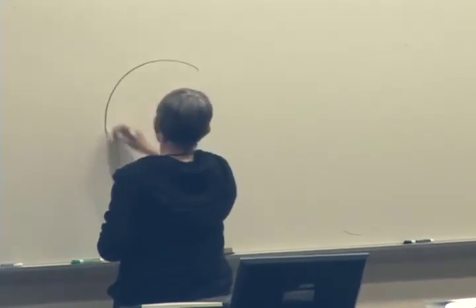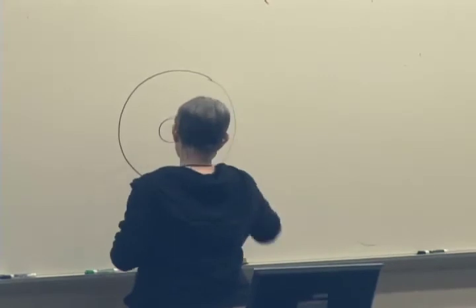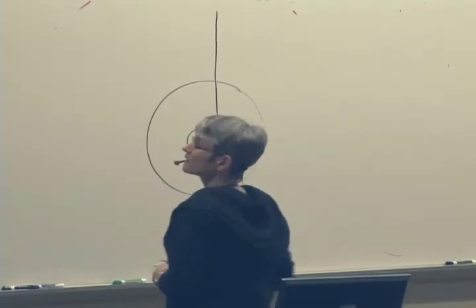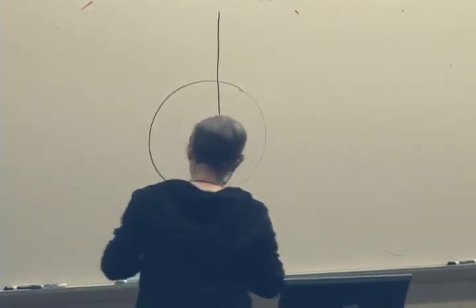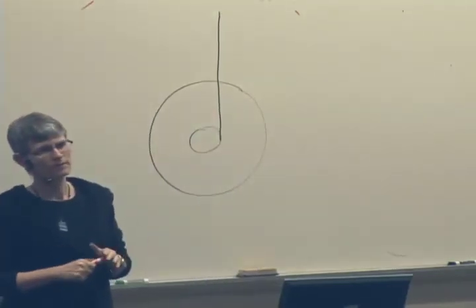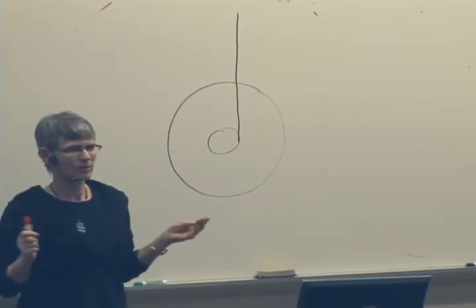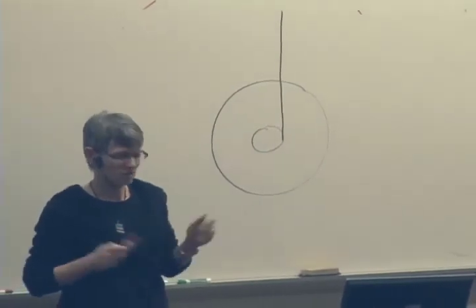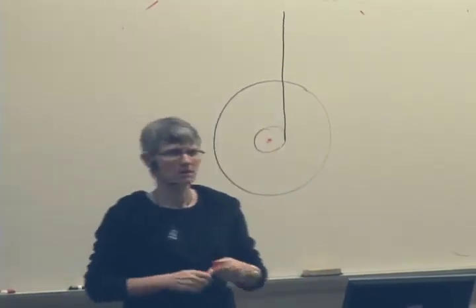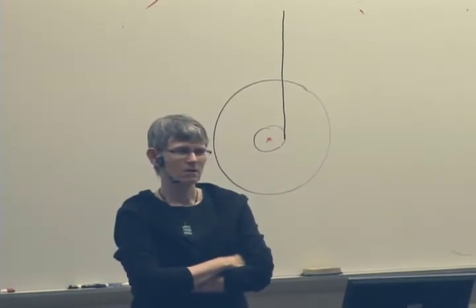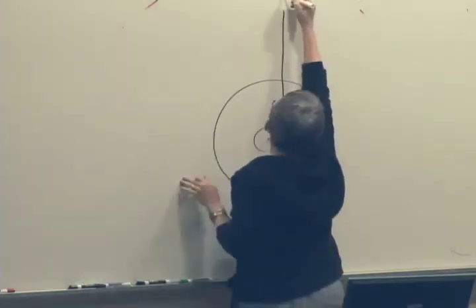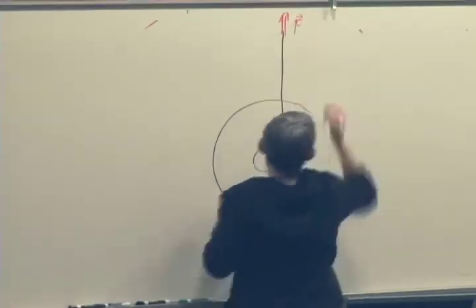So what's confusing about this situation? Okay, so here's the yo-yo. There's the string. You're pulling up. So what's the location about which we want to consider torque? The center. So we're interested in that location there. So what's the problem? The force is up, right? So there's F.